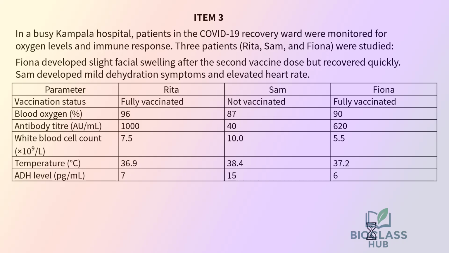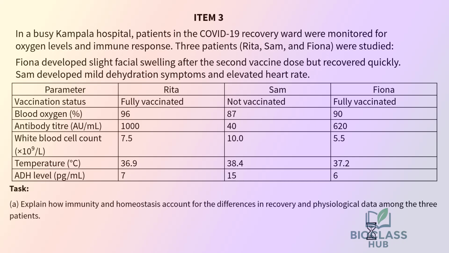Analyze the table. Task, Part A. Explain how immunity and homeostasis account for the differences in recovery and physiological data among the 3 patients.